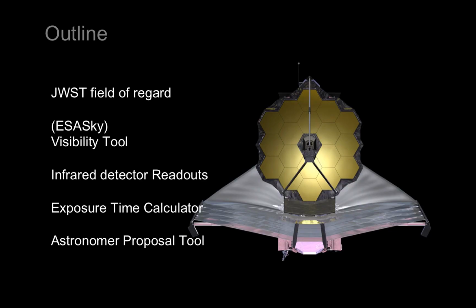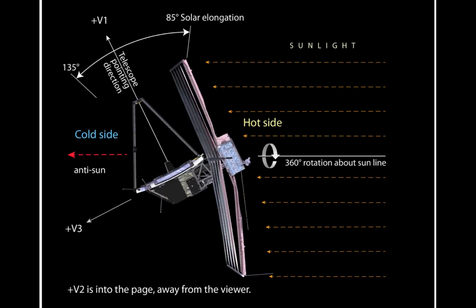Okay, so this webinar has 5 sections, and I'll do some, and Julien will do others. So the first thing is a reminder of what is the field of regard, how much of the celestial sphere the James Webb can see.